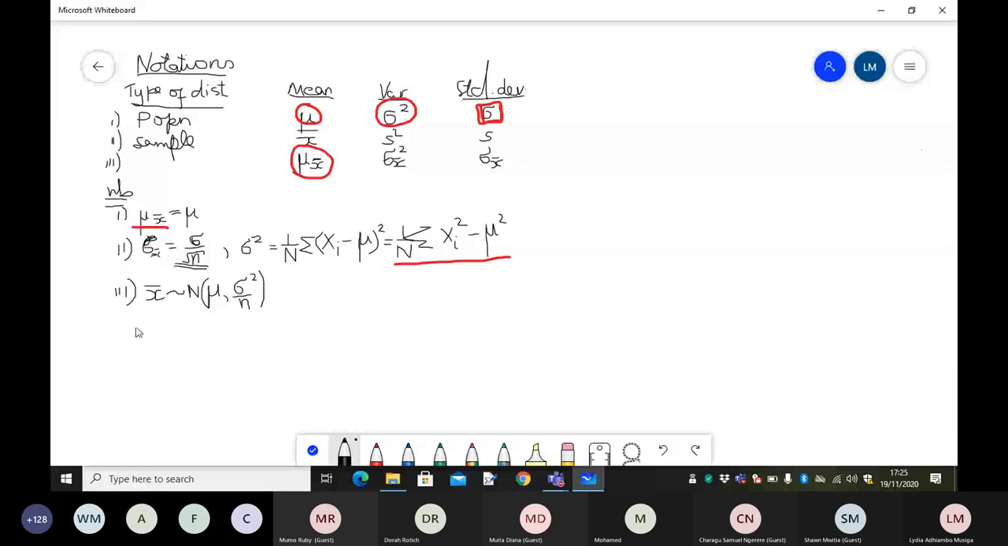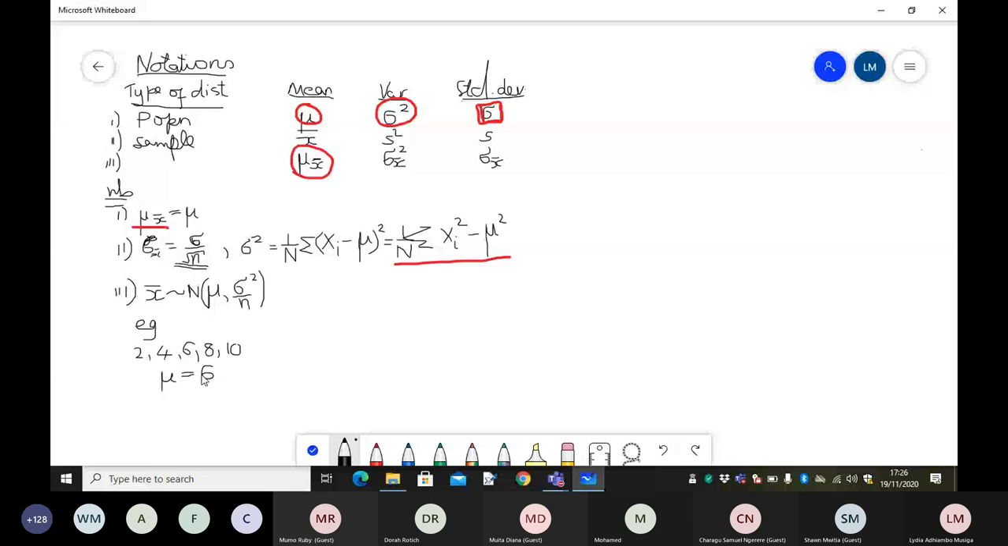Consider the following population: 2, 4, 6, 8, and 10. Consider that population. How do we get the population mean? The population mean is just the summation of everything divided by 5. Because it's a population, not a sample, we are getting the population mean mu, which is equal to 6. We add all of them and divide by 5.